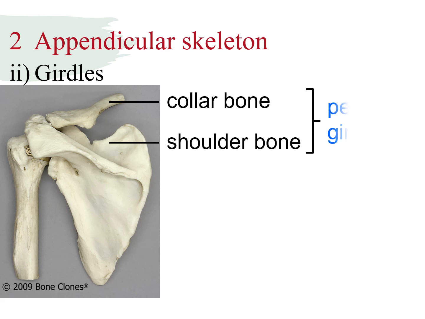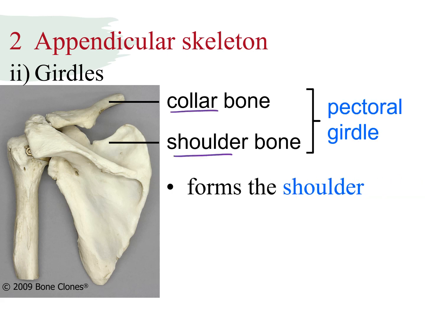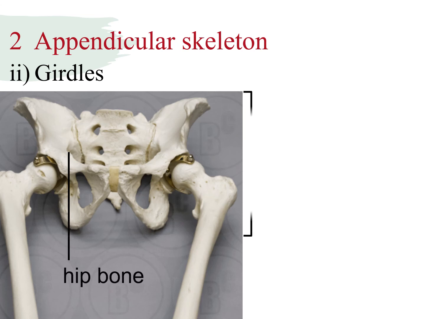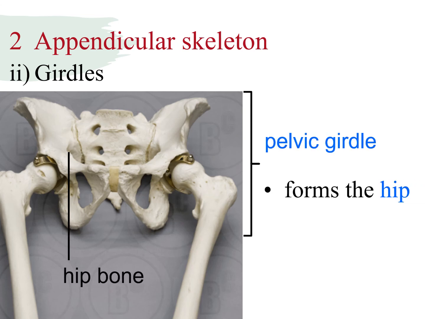The pectoral girdle consists of the collarbone and the shoulder bone. It forms the shoulder. The pelvic girdle consists of the hip bone.